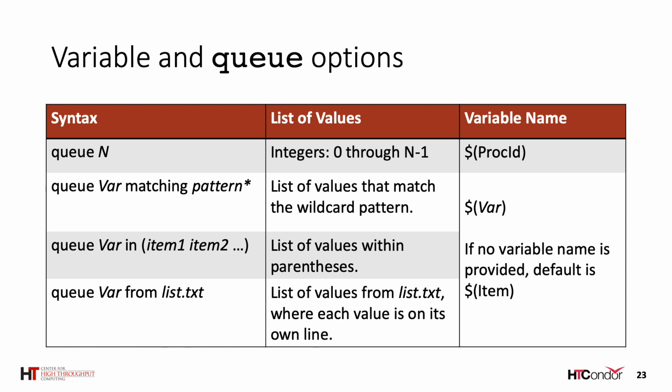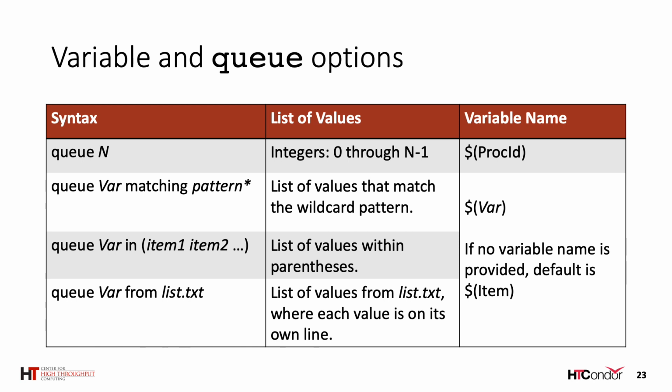We've already seen Q from at the bottom, where you provide the list of values in a separate text file. But you can also provide values directly in the submit file in parentheses if you use the Q in syntax. And you could provide a list of values by creating a pattern wildcard matching using the Q matching syntax. So all are ways to provide a list of values, and it just differs in how you're doing that.